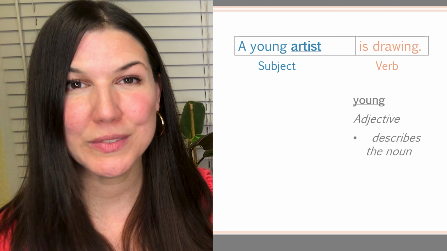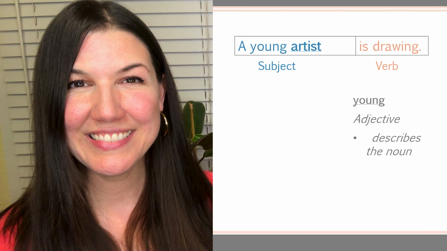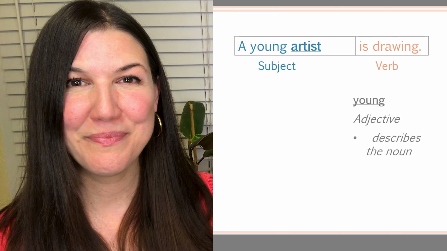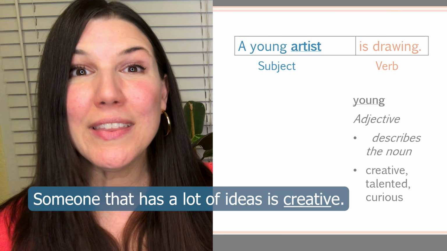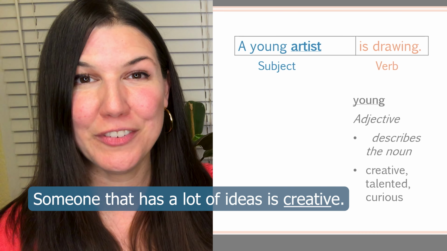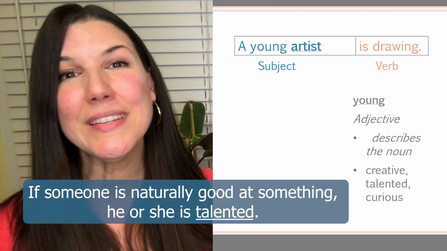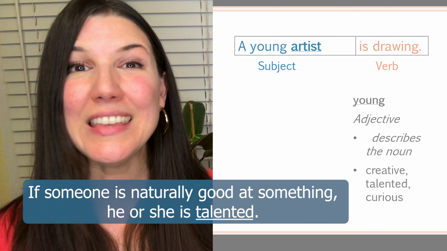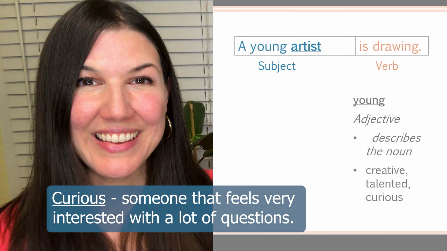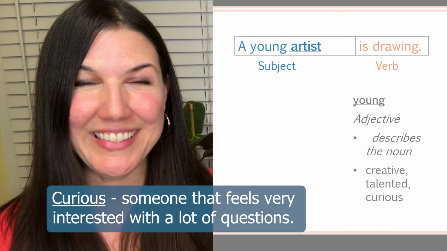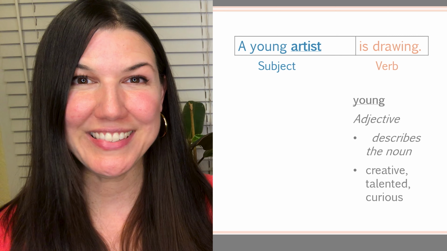Adjectives describe nouns. Can you think of any other adjectives to describe an artist? You might say creative. Someone that has a lot of ideas is creative. You might say talented. If someone is naturally good at something, he or she is talented. Curious. Someone very interested with a lot of questions. These are all adjectives that can describe the noun artist.